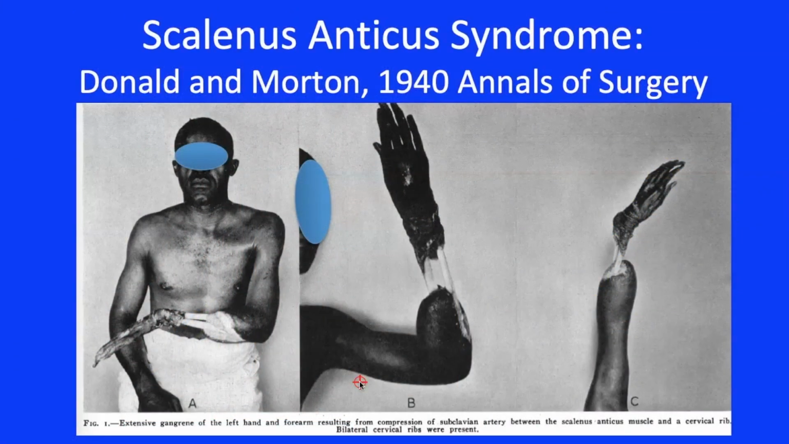And here's the most dramatic scalenus anticus syndrome image that I've ever seen. It was published in the 1940 Annals of Surgery. It is inconceivable that someone would survive this level of gangrene. This individual had bilateral cervical ribs, which ultimately impinge on the subclavian artery, compromising blood supply to the forearm.